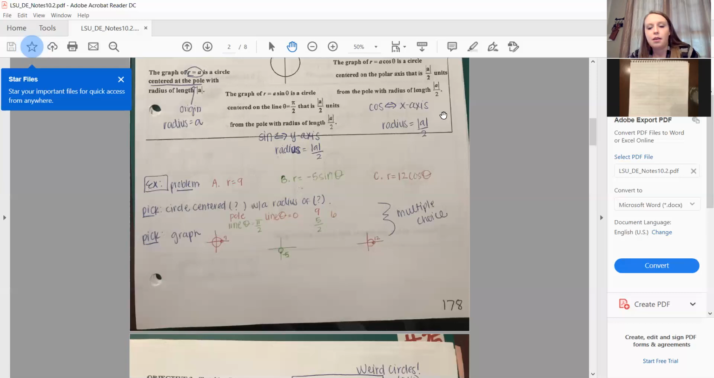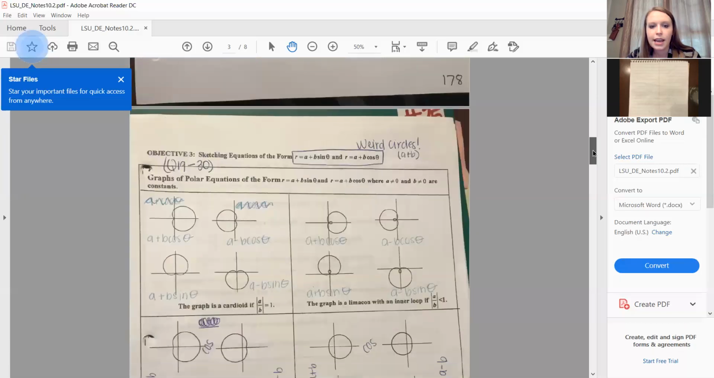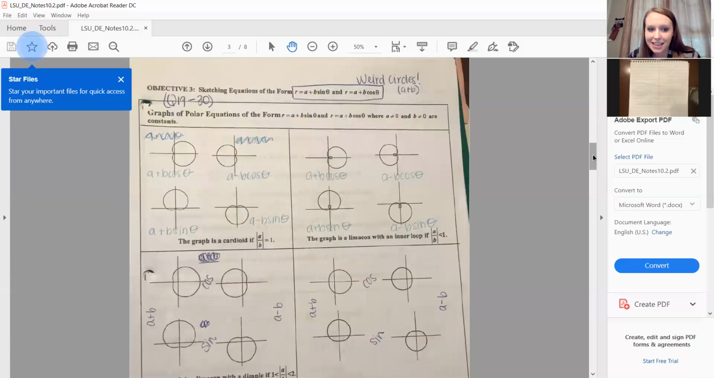So circles, again, pretty easy. This is just stuff we've never seen before, but it's really easy. The harder part comes when we're down at the bottom with the petals and stuff, but you'll see when we get there. Okay, objective 3, I just named this weird circles because they all have different names.